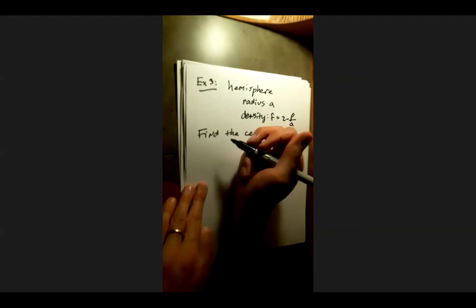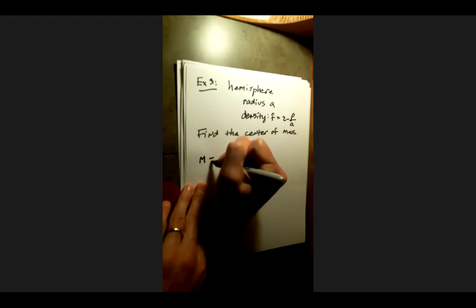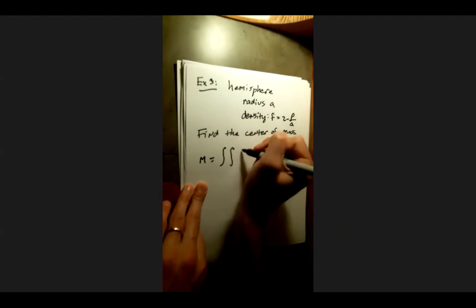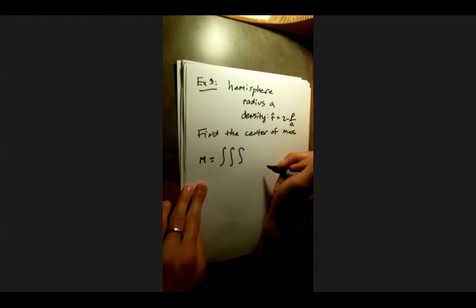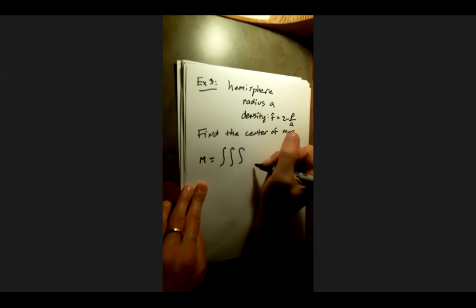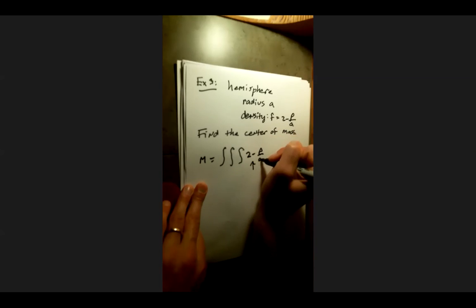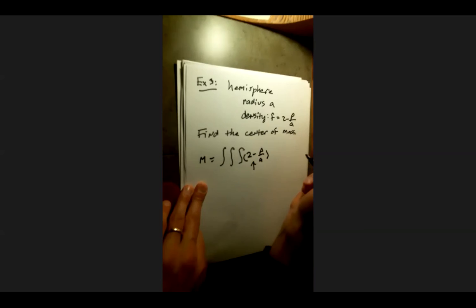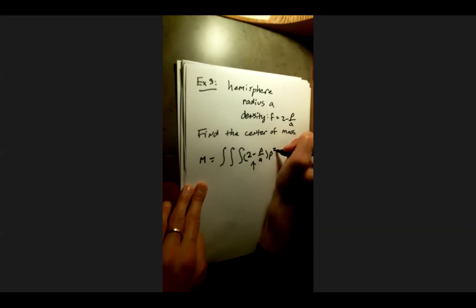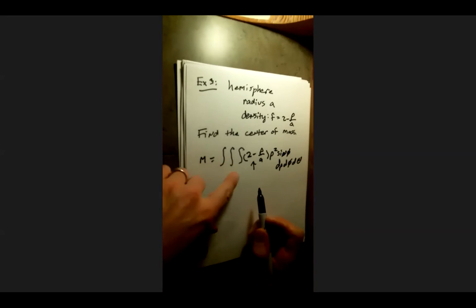Spherical, our friend. So M is going to be as follows. Our density function is 2 minus rho over A. And then what is our scaling factor? Rho squared sine phi. And then this is going to be d rho d phi d theta. Where do your rhos range between?